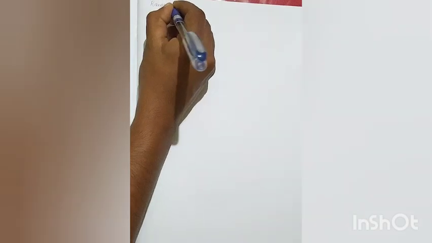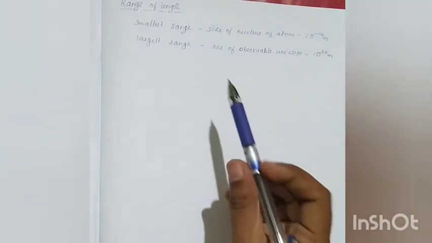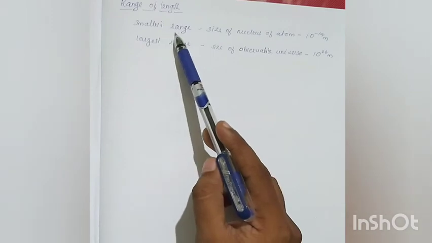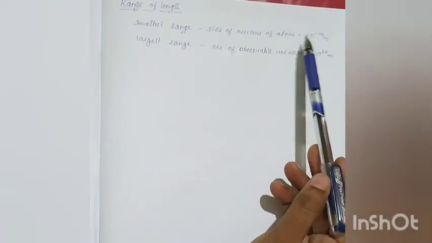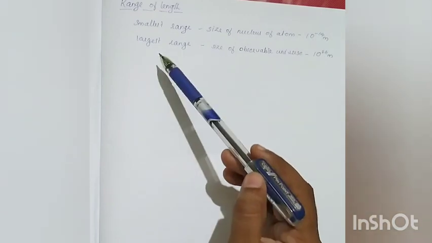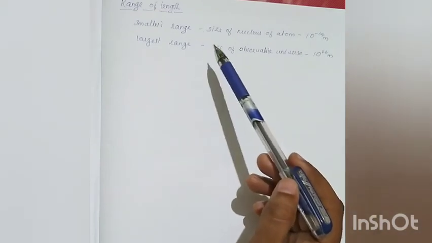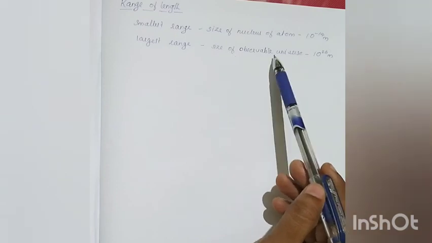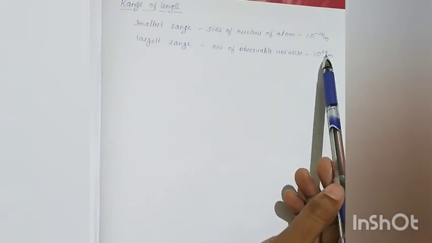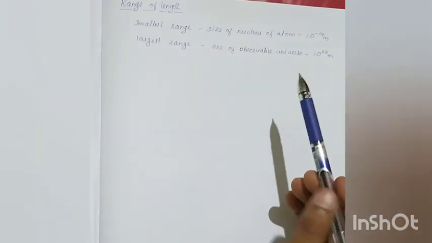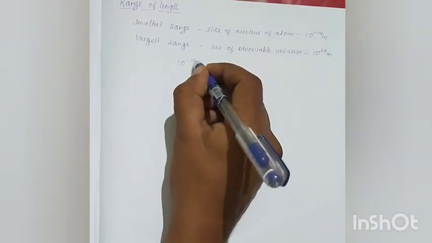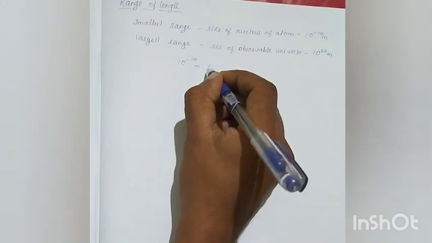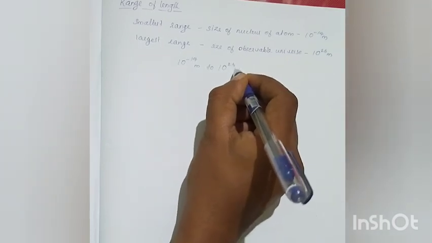Now we are going to discuss the range of length. To know the range of length, the smallest measurable size is the size of the nucleus of an atom, which is 10 raised to minus 14 meter, and the largest length that we can measure is the size of the observable universe, which is 10 raised to 26 meter. So the range that length spreads is 10 raised to minus 14 meter to 10 raised to 26 meter.